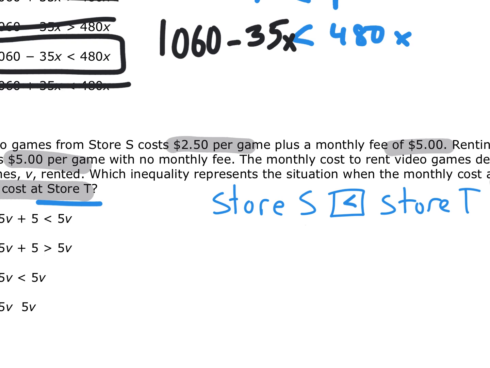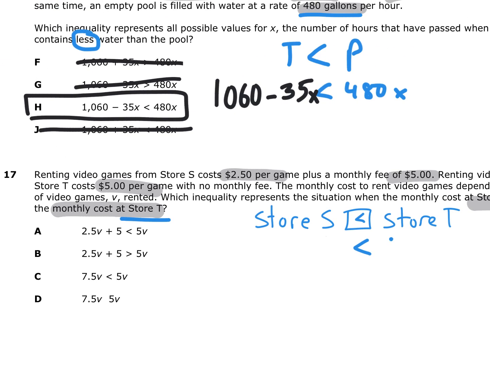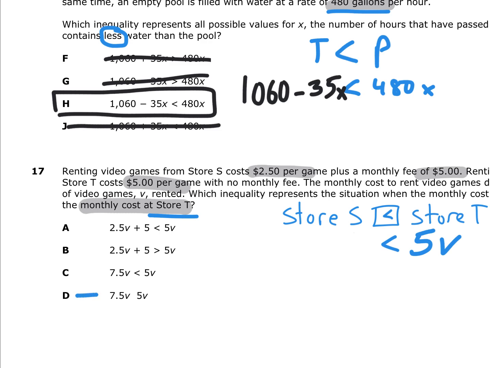So let's look at Store T real quick. Is $5 per game, 5V. So we're looking for something where this is opening to 5V. Okay, well there is no symbol in this one. So this one could be right. This one's opening not towards 5V, so this one could be right. So now we want to verify between those two. Store S is $2.50 per game plus a $5 fee.